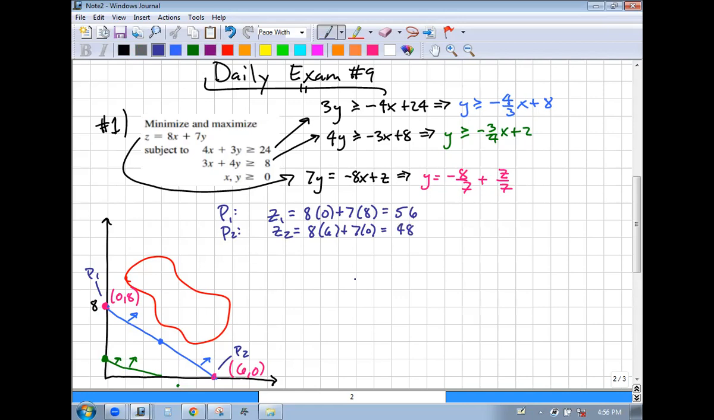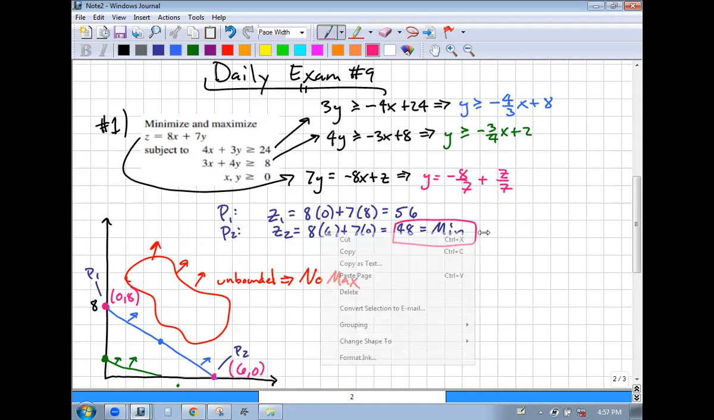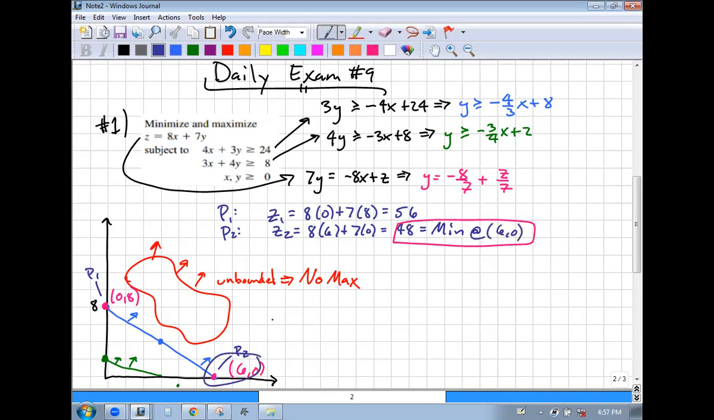So they want maximize and minimize, right? Well, this region here is unbounded, right? So our x and our y can be as big as we want them to be, right? If x and y can be as big as they want to be, we can make z as big as we want, right? So unbounded means there is no maximum value for z. Okay. You can go as far up here as you want. You can take z as big as you want. But we want a minimum, so p2, right, gives us our minimum here. Boom. Now p2 is our minimum. I should put in minimum at, what was it, 6, 0. But this guy turned out to be our minimum.